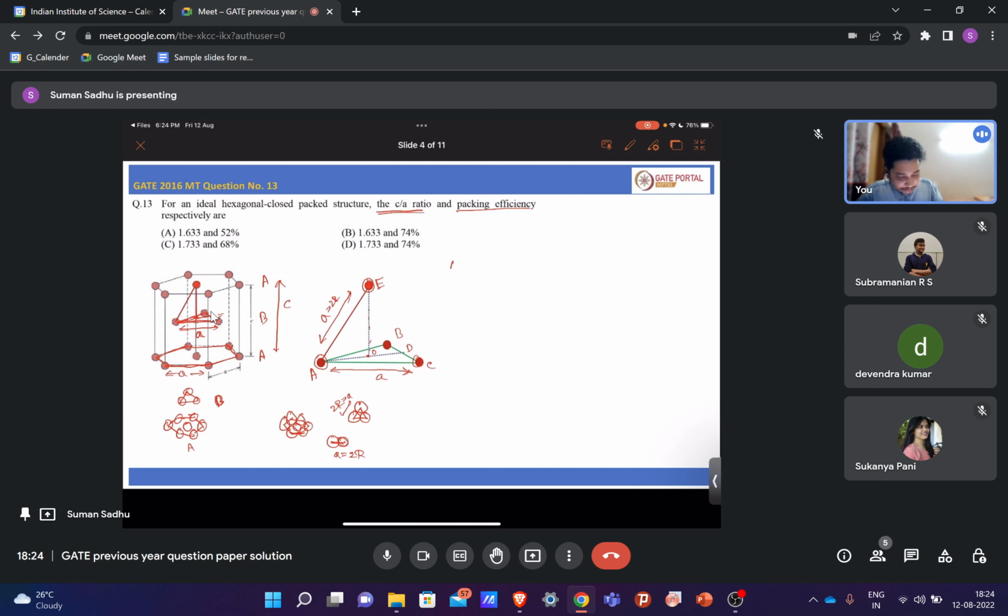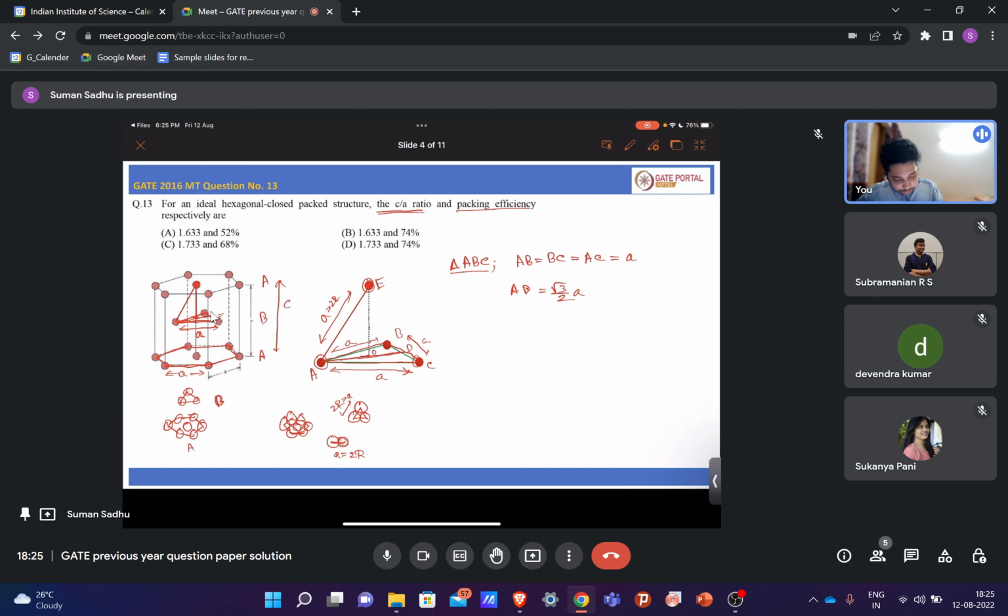So this triangle ABC is an equilateral triangle. All the sides have equal length, equal to the lattice parameter. So from this triangle we can write that AB is equal to BC is equal to AC, which is equal to the lattice parameter. Now what will be this length, that is AD? We know that for an equilateral triangle this length is √3 by 2 a.